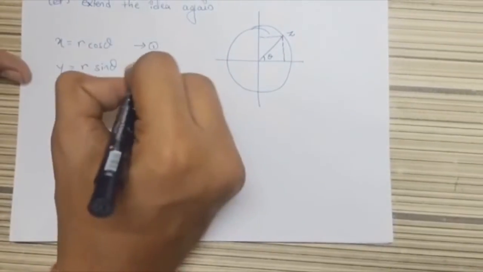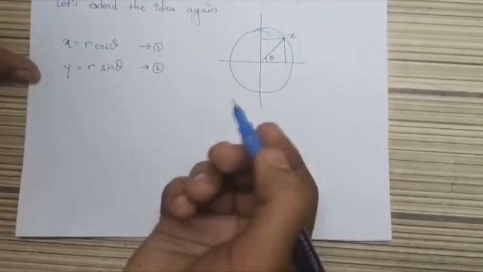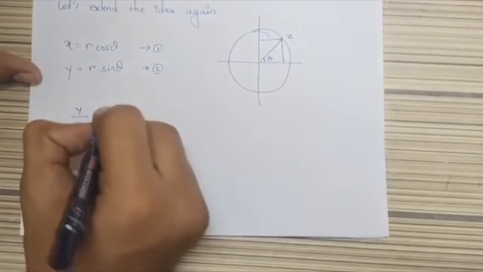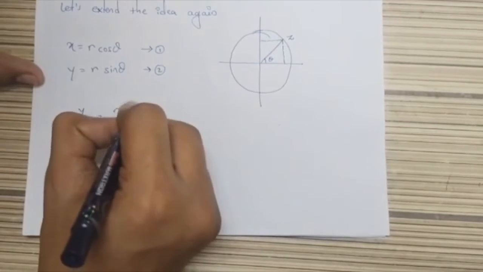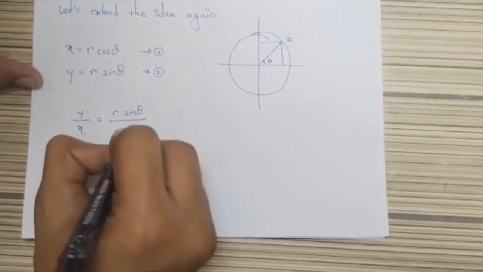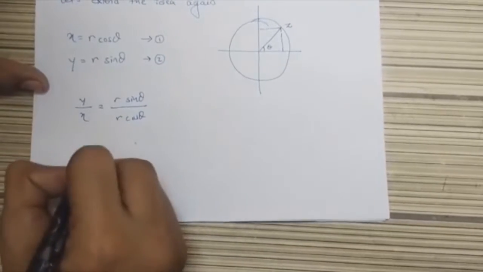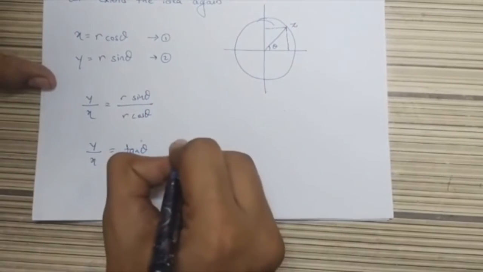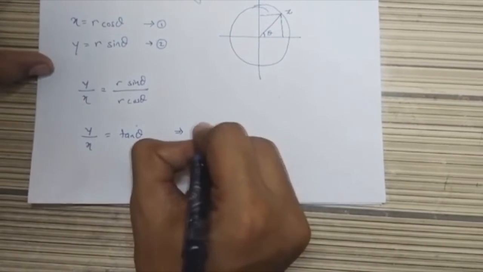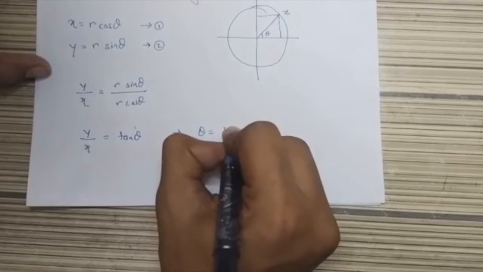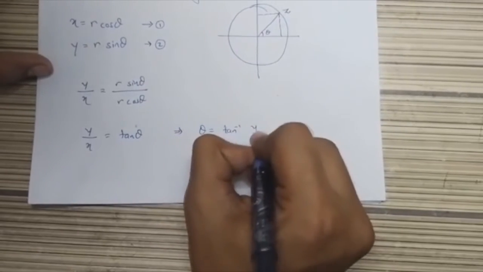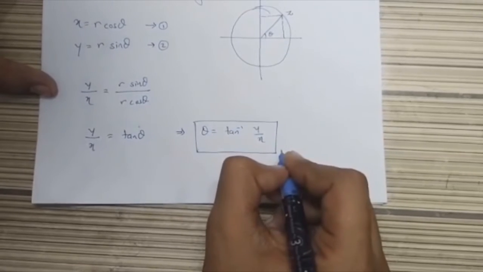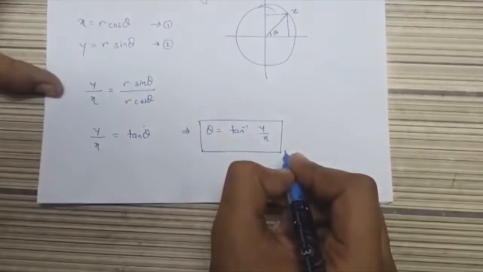Dividing the second by the first, we get y upon x, resulting in r sin theta by r cos theta, which results in y by x equals tan theta, and this gives us theta equals tan inverse of y by x, and this result is known as the argument of the complex number.